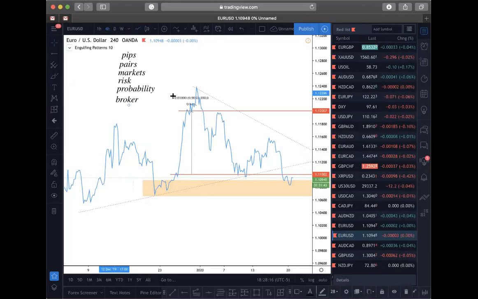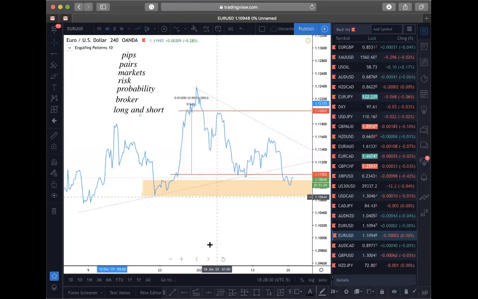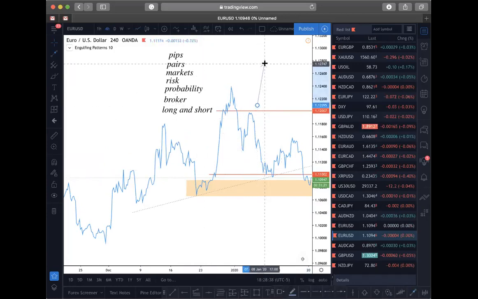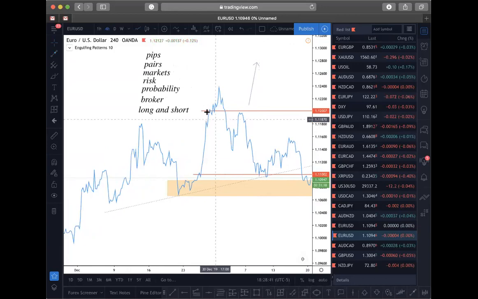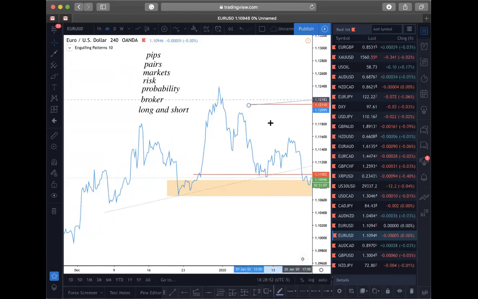Okay, so in Forex, we have the term called long, right? And short. Going long and going short is very simple. Going long simply means that you're buying, meaning that you're expecting the value of that currency pair to go up in price. So if you go long at $1.12, then you're expecting the price to go up. If you go short at this price, then you're expecting the price to go down, right? Simple.